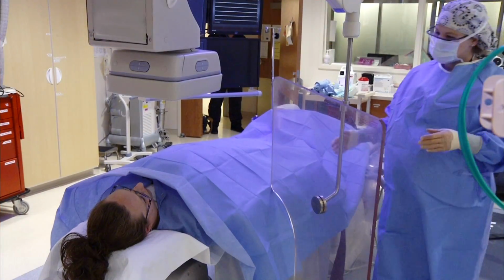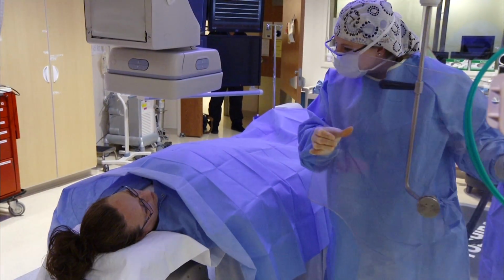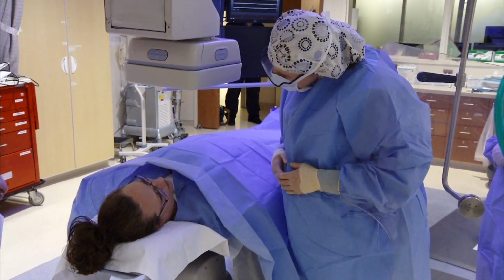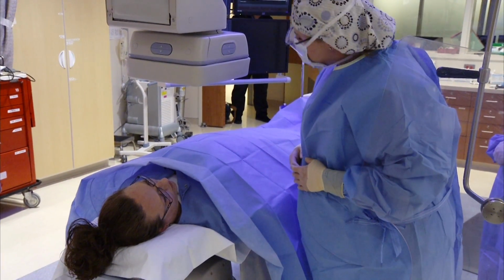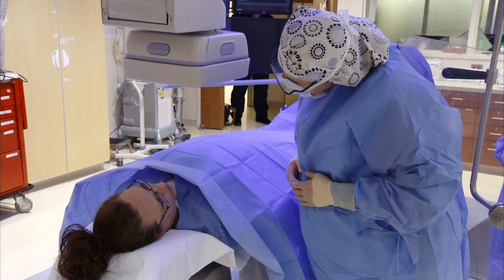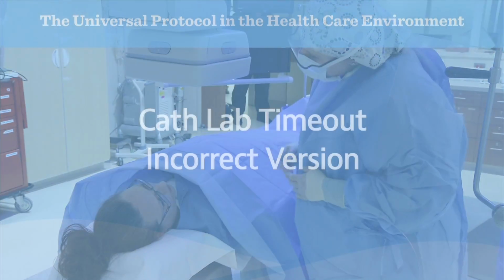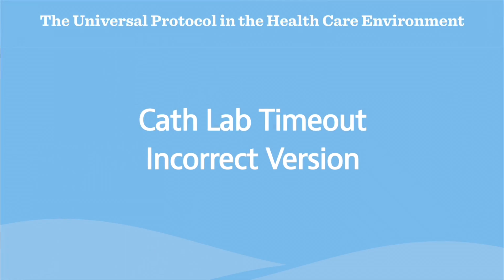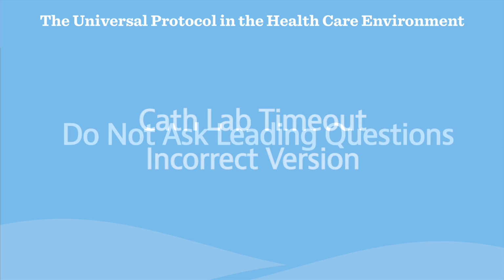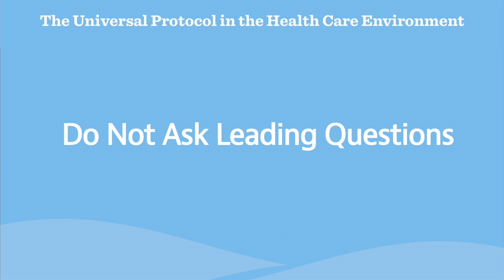In the cath lab, it is possible that the patient can still be lucid and therefore can take part in the patient identifier portion of the procedure timeout by answering the questions directly from the physician prior to starting the case. This is an example of an incorrect timeout. During this incorrect timeout, the physician asks questions that have the answer in them, which would not allow the patient to state the answers directly to the doctor. It is important to remember to let the patient answer the question and not to ask leading questions.